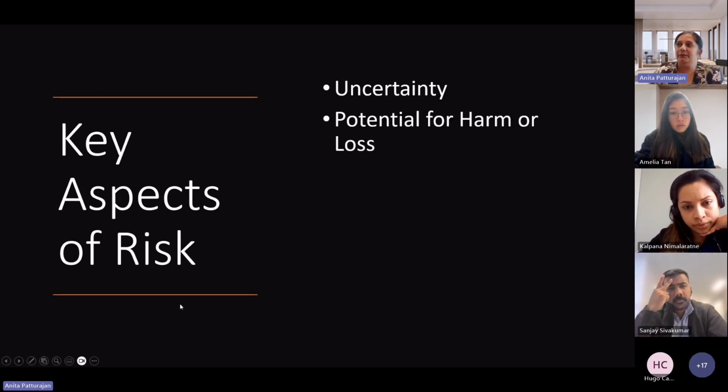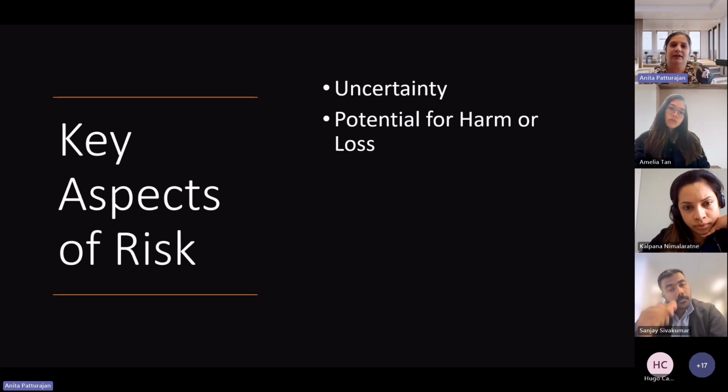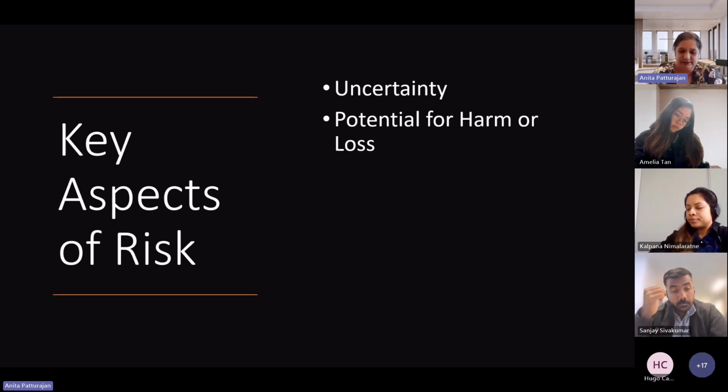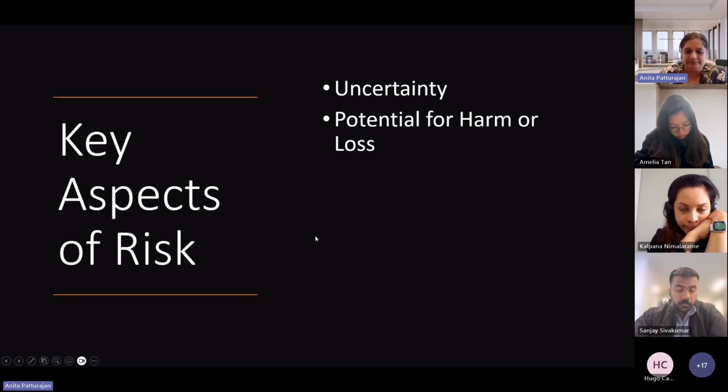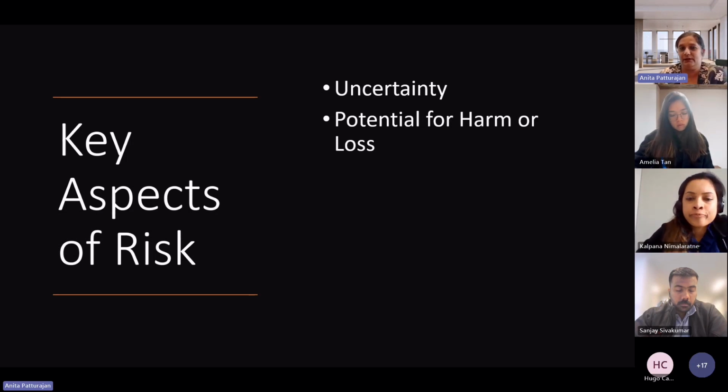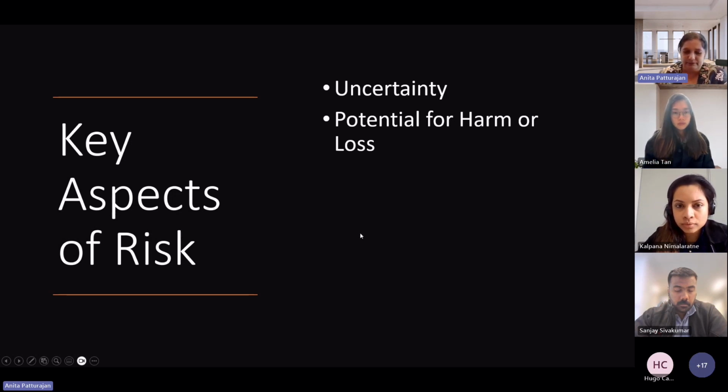Now, if you look at potential for harm or loss, risk implies the possibility of undesirable consequences: injury, damage to property, all of which could be quite costly. And it really helps in defining why businesses are spending so much time and effort in putting together their programs. Really, then we'll look at why in a bit more detail.